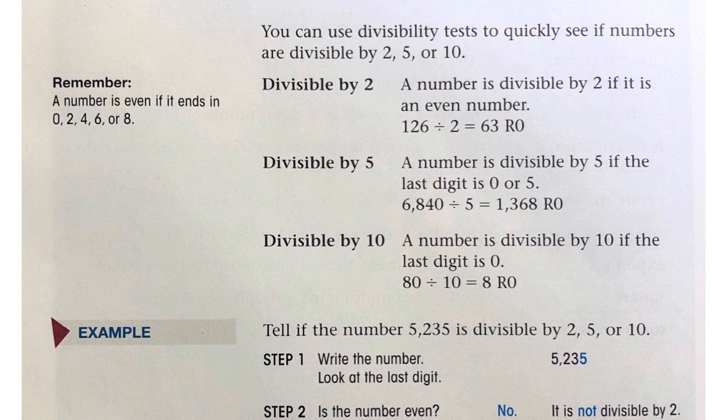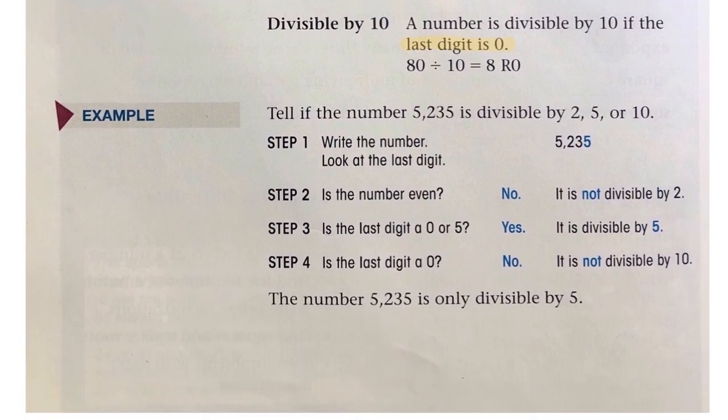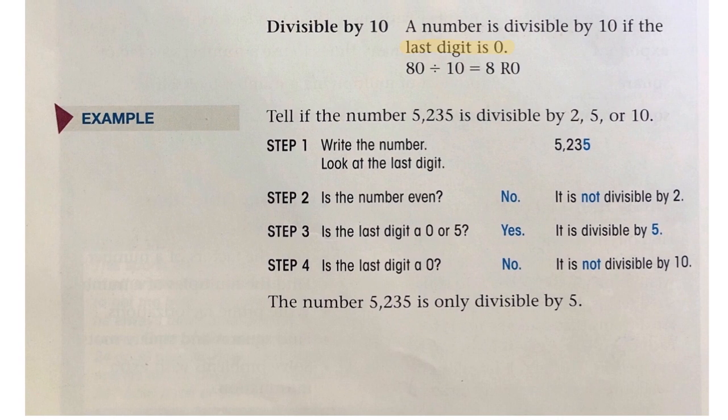So let's recheck. Divisible by 2 if it's an even number. Any even number is divisible by 2. Divisible by 5 if the last digit is a 0 or a 5. And a number is divisible by 10 if the last digit is a 0. Any number that ends with 0 is divisible by 10. So we can use those guides to tell very quickly if a number is divisible by 2, 5, or 10.